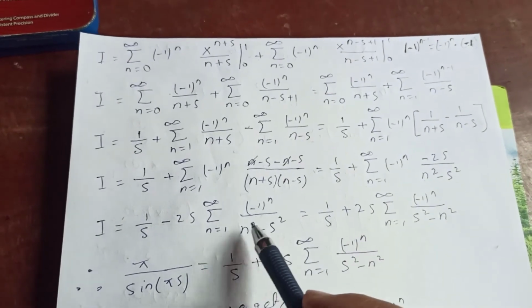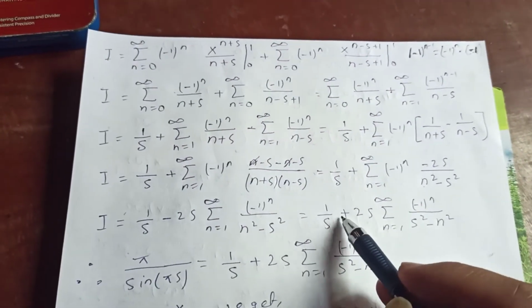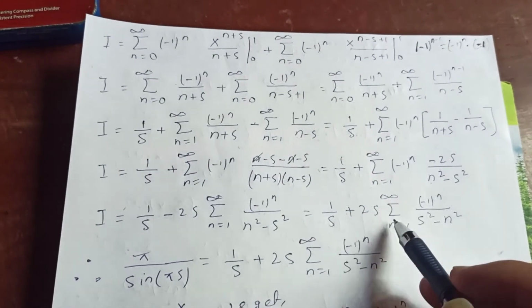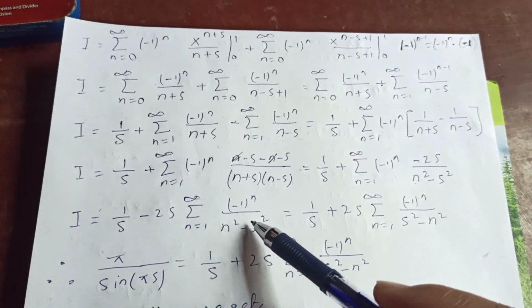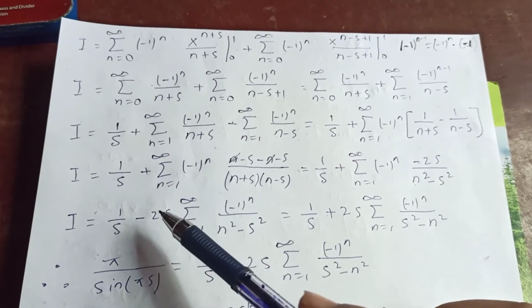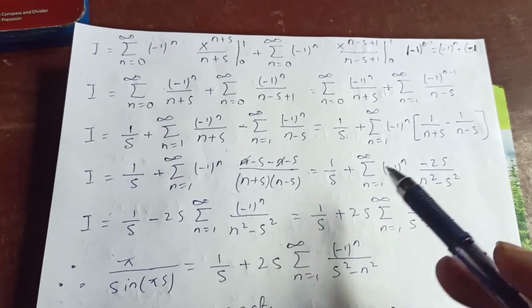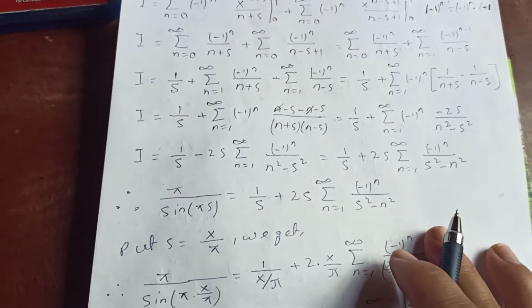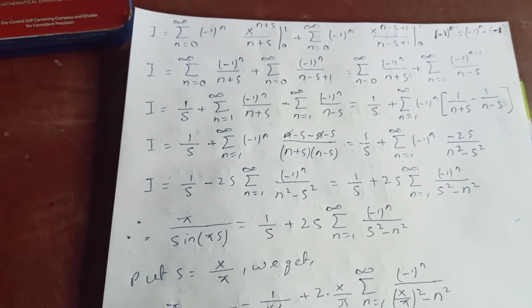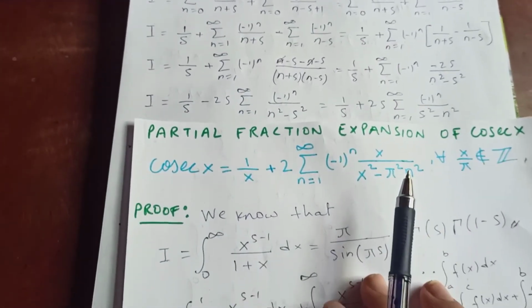So this one interchange it then with this one, this negative, then you get positive of 2s sum from n equal to 1 to infinity minus 1 to the n upon, here is start from 1, right? So if you interchange this, because of this negative, this will be positive and this will be negative, meaning s square minus n square. Therefore 1 is our original, so let's see our I. One is our I here.